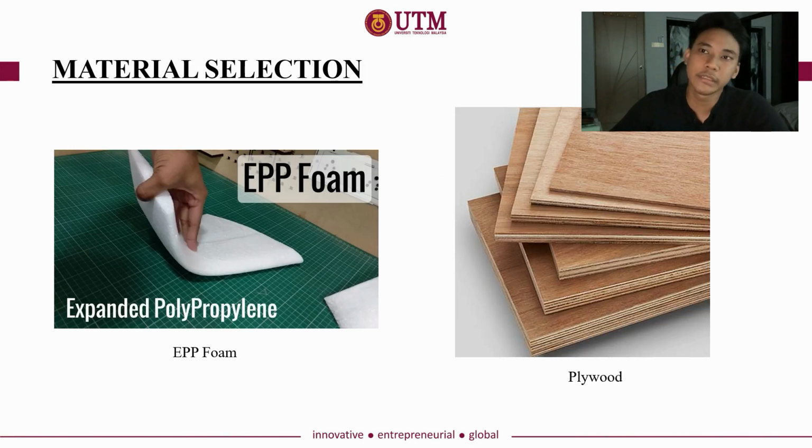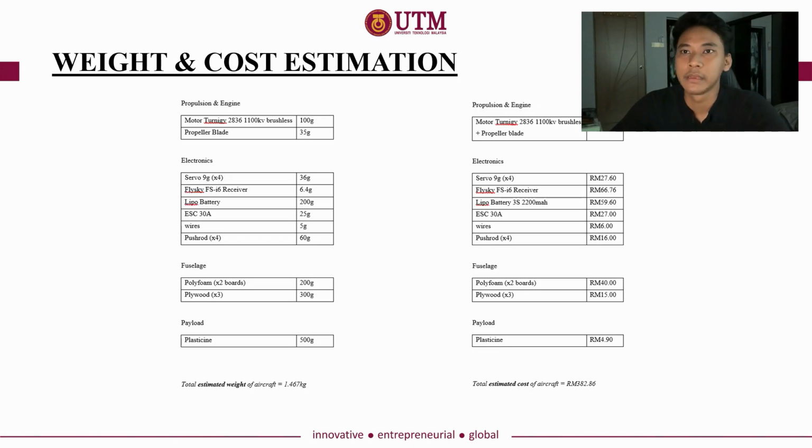And for the material of our aircraft design, we are using EPP foam, and also we are using some plywood to act as the inner structure of our aircraft. EPP foam is a very suitable foam for our aircraft since it is very light, but it is very flexible and strong to overcome the loads acting on our aircraft. So we move to the weight and cost estimation of our aircraft design.